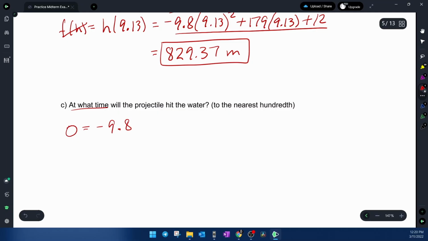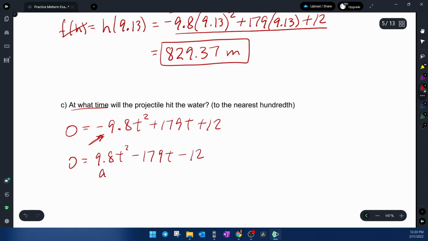So 0 equals negative 9.8 t squared plus 179t plus 12. And one of the ways we can solve a quadratic is with the quadratic formula. Now the value of a, if you're going to plug and play, does need to be positive. So let's multiply through by negative 1. That's simply going to change all the signs. And then we can see our values for a, b, and c. And then we can plug into the quadratic formula.